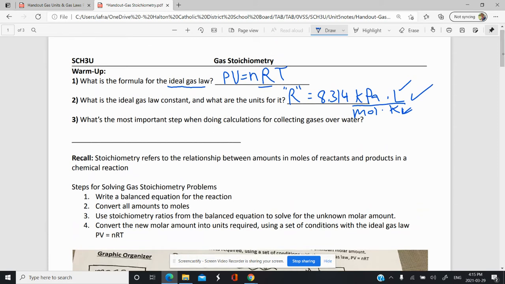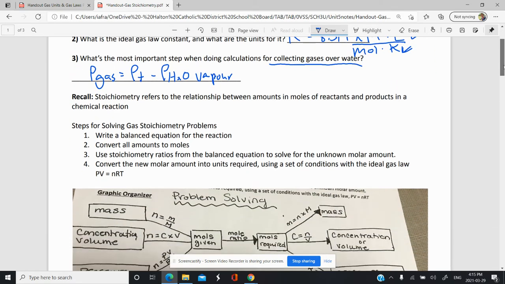Although we didn't go into much depth with collecting gases over water, we briefly saw what it was. That's how you can measure the volumes of gases produced during a lab by displacing water. And we saw that in order to figure out the pressure of the gas, the partial pressure of your gas is equal to the total pressure in the environment minus the partial pressure of the water vapor at that specific temperature.